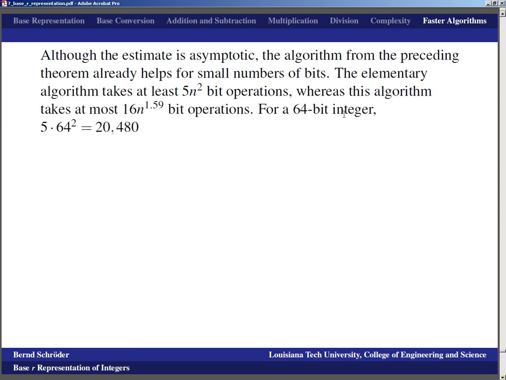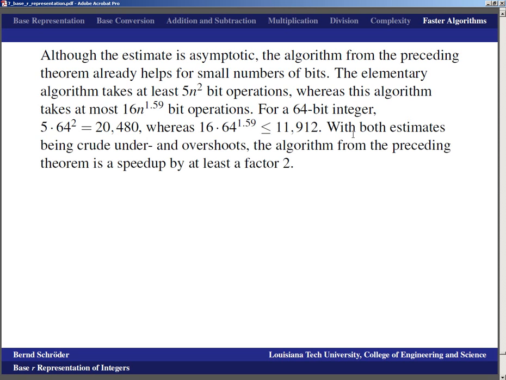And so for 64-bit integers, 5 times 64 squared is 20,480, and 16 times 64 to the 1.59 is 11,912. And now realize that the 11,912 is actually an overshoot because we dropped the subtraction in the theorem, and the 20,480 is an undershoot because I didn't take into account the other terms that we had in the elementary operation. And that means that the algorithm from the preceding theorem is a speed up by at least a factor 2.